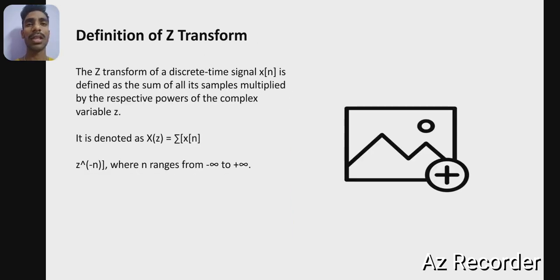Definition of Z transform. The Z transform of a discrete time signal x[n] is defined as the sum of all samples multiplied by the respective power of the complex variable z. It is denoted as X(z) equals the summation of x[n] z to the power of minus n, where n ranges from minus infinity to infinity.